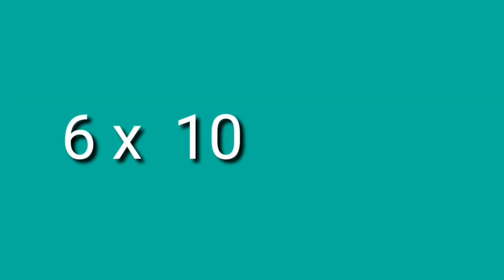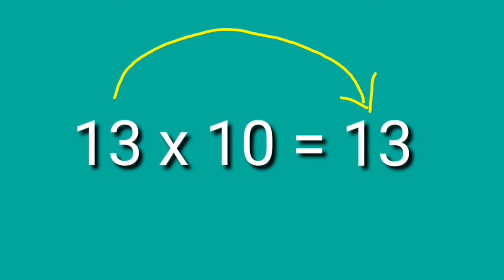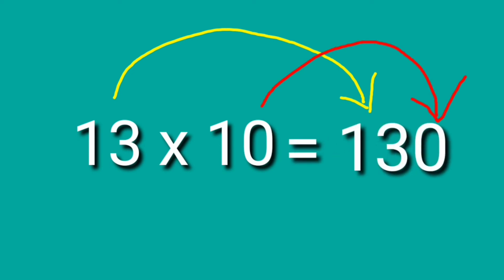Okay, let us multiply 6 by 10. Okay, first we need to multiply 6 by 1. Then what we want to do? Yes, we need to put a 0 to the right of the 6. Yes, here is the answer 60. Okay, let us take one 2-digit number. Multiply 13 by 10. How can we multiply 13 by 10? Yes, very simple. We need to multiply 13 by 1. Then put a 0 to the right of the product. Here is the answer 130.